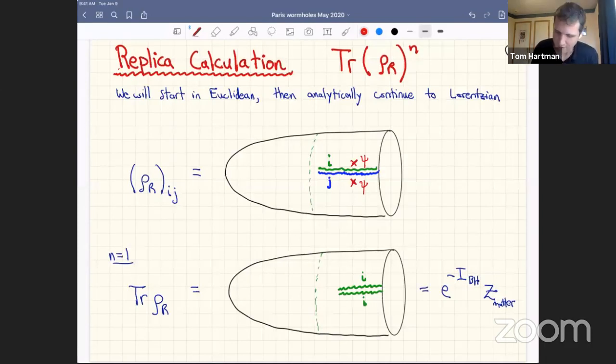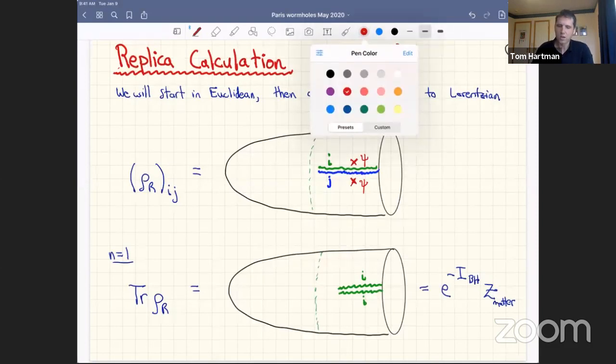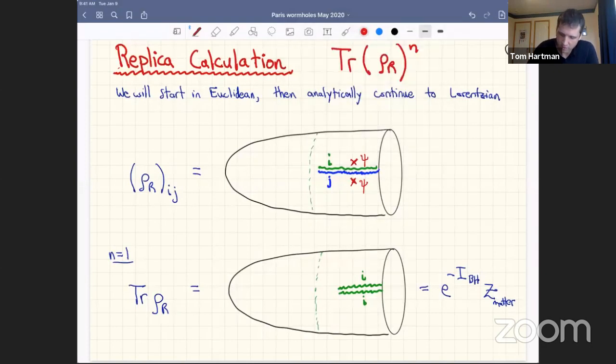Okay, so we want to calculate trace rho to the n. I'm going to describe this calculation in Euclidean signature, but as I said before, it's really a Schwinger-Keldysh type calculation with a complex saddle. The density matrix for region R is calculated in Euclidean by the path integral that I drew on the top here. So what does this mean? Well, we're calculating the density matrix, so its matrix elements are given by specifying the data on the top and bottom of region R in Euclidean signature. So you think of this as the bra and ket.